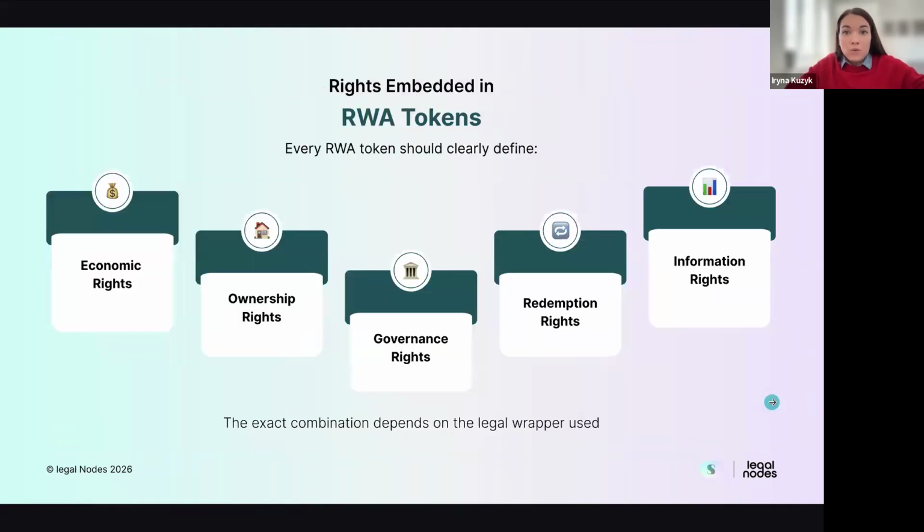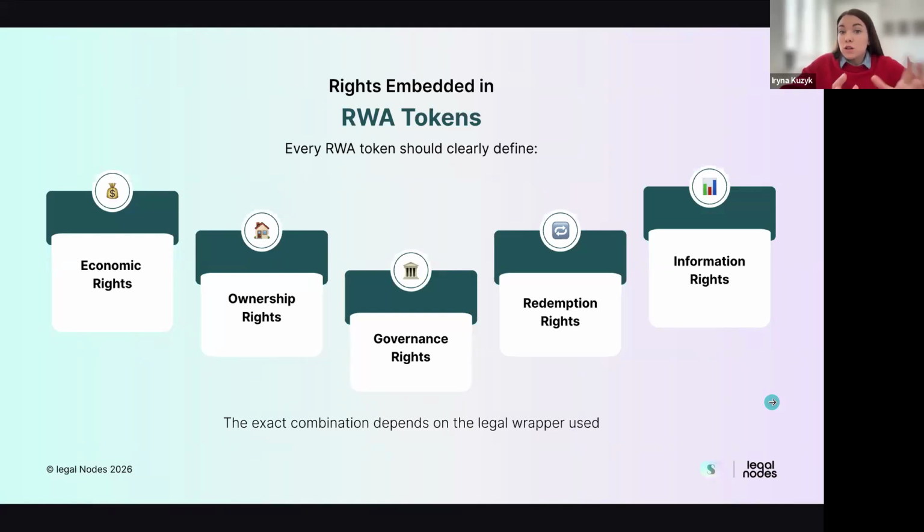And what kind of rights are usually embedded into that legal wrapper and the token model? The first category would be the economic rights. These determine how investors receive financial value from the asset. Depending on the structure of the legal wrapper and the token, token holders may receive dividends, interest payments, profit participation, or revenue share. It could be structured in various ways.